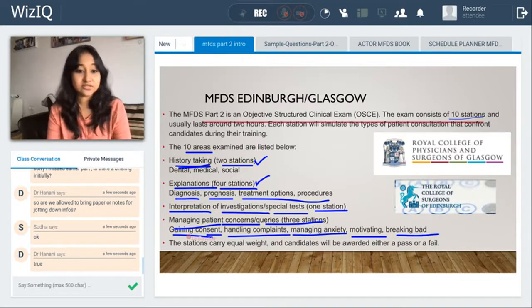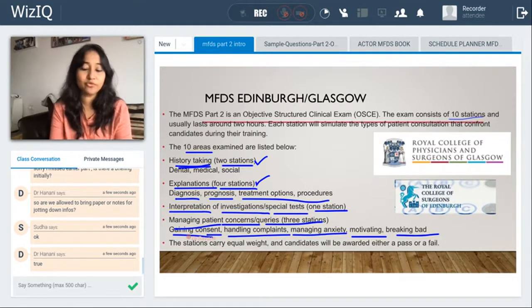So I don't think the examiners are sitting there to fail you. The examiners are there to pass you, basically. All you have to make sure is that you do not make any gross mistakes.